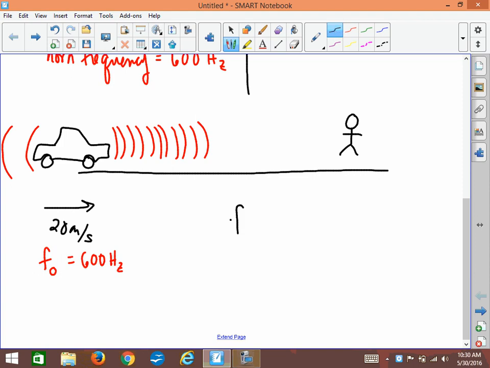The frequency that you will hear, the perceived frequency, we'll call it F1, will be equal to the original frequency, F0, times the speed of sound in the air, divided by the speed of sound in the air minus the speed of the object. And this little equation will help us figure out what the new frequency would be, what we would hear.